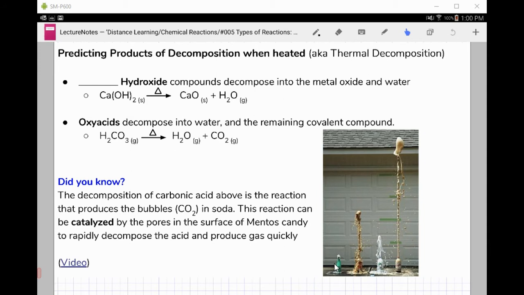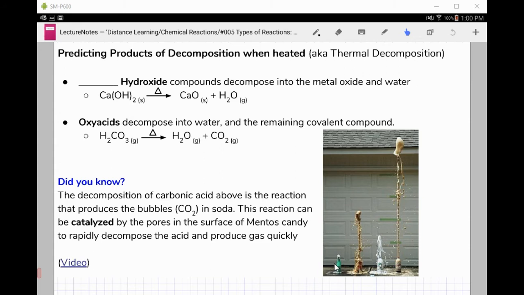Oxyacids, though, when they decompose, form water and carbon dioxide. Now, this example that I chose here with H2CO3 is carbonic acid. That's what they put in sodas so that when they start getting heated up by the atmospheric temperature and you open up the bottle, it releases lots of carbon dioxide. That's what makes up the little bubbles in your soda.